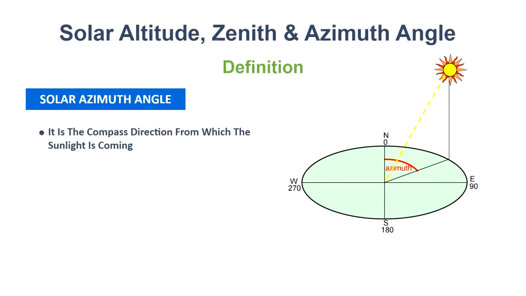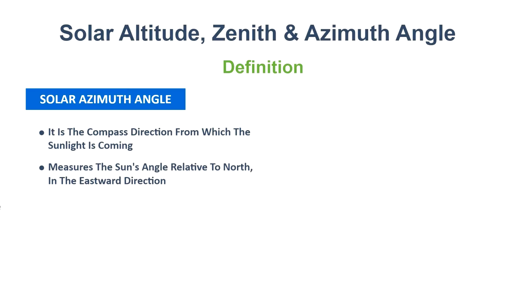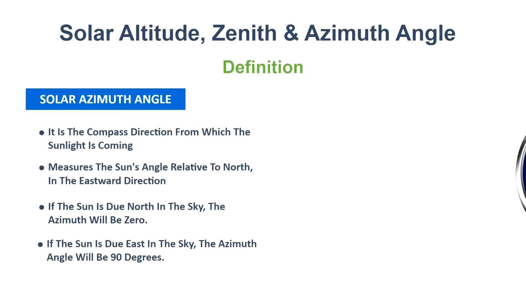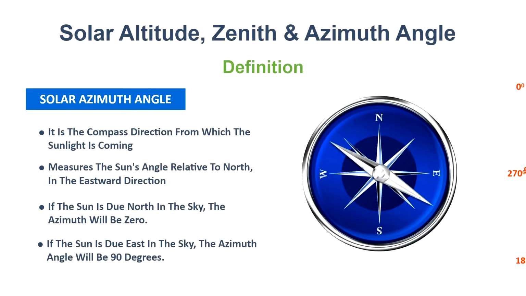Next is the azimuth angle. This is the compass direction from which the sunlight is coming. In other words, azimuth measures the sun's angle relative to the north in the eastward direction. As you can see here in this sketch, if the sun is due north in the sky, the azimuth will be 0. If the sun is due east in the sky, the azimuth angle will be 90 degrees. The azimuth angle is like a compass direction, with north equal to 0 degrees and south equal to 180 degrees. The angle practically is measured clockwise from due north. So east is 90 degrees, south is 180, and west is 270 degrees.